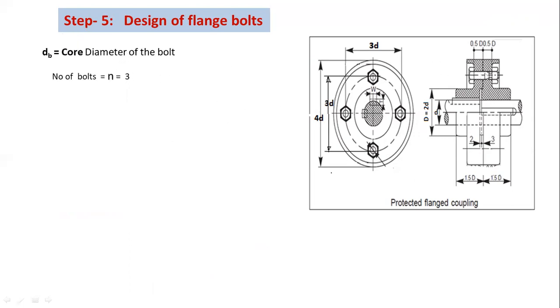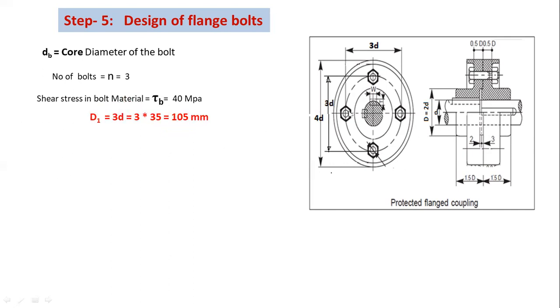Let dB be the core diameter of the bolts. Here, this is the bolt, so the diameter of the bolt is dB. And here the number of bolts required to join these two flanges is 3. N equal to 3. Okay, N is equal to 3 is the number of bolts required. Shear stress in bolt material is tau B equal to 40 megapascal. This is the given value.